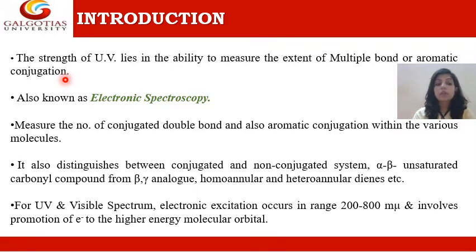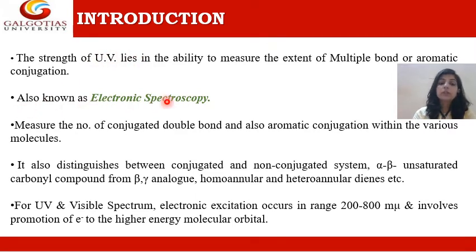Now what is conjugation? Conjugation is the presence of double bonds at alternate positions. That is, we can have a double bond, single bond, double bond. So we have the presence of double bonds at alternate positions, and this particular conjugation is measured by UV.